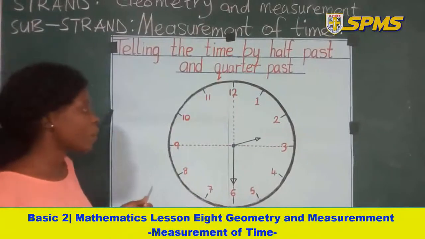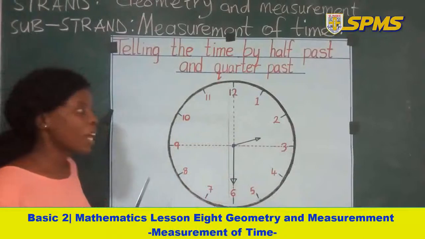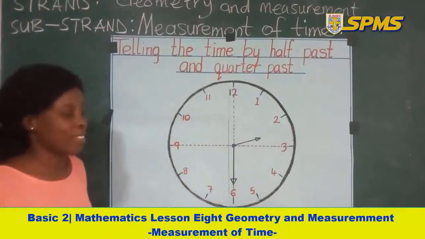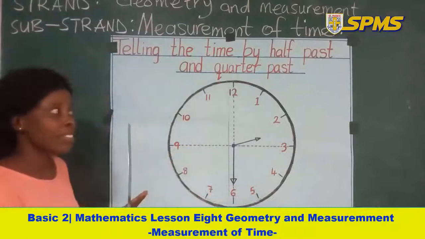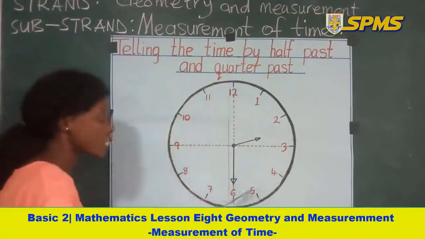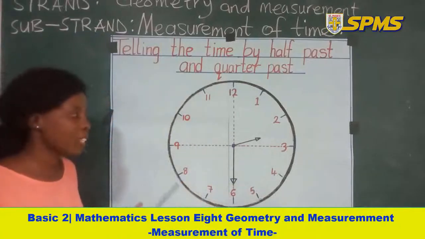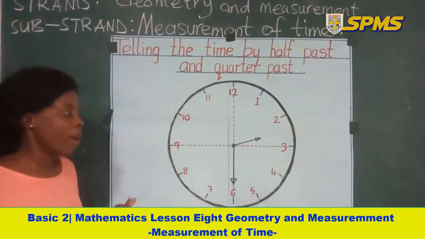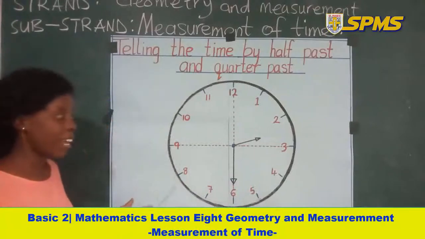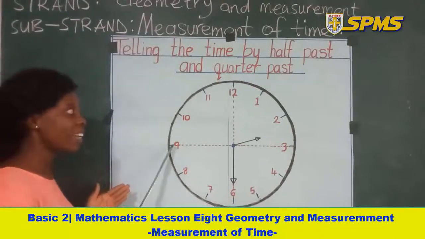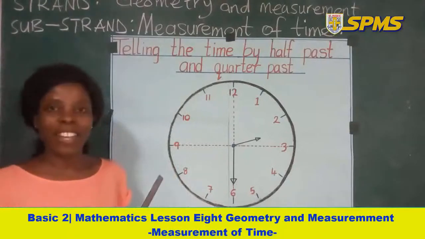So we said when the minute hand moves from 12 to 3, we tell the time by saying quarter past, because 15 minutes is past, or a quarter is past. When it moves from 12 to 6, 30 minutes is past. So you say half past or 30 minutes past. What about from 6 to 9? Another quarter is gone. 9 to 12. We'll talk about that in our next lesson.